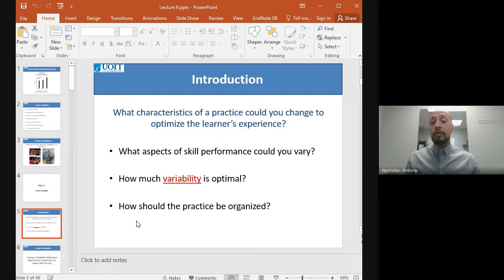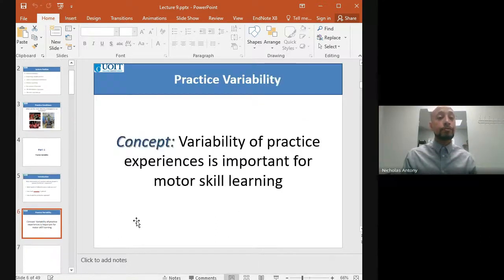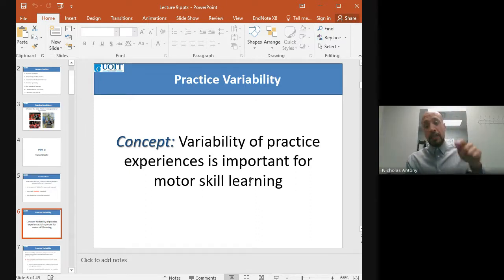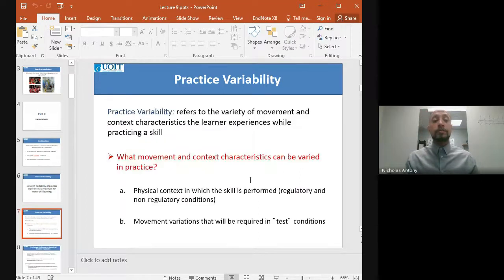So given that variability is important, what aspects of the skill, whatever you're teaching, would you vary? How much variation do you want to introduce? And then how do you want to organize this variation? These are the concepts that we're going to be going through. So remember, variability of practice experiences during practice is important for motor skill learning.